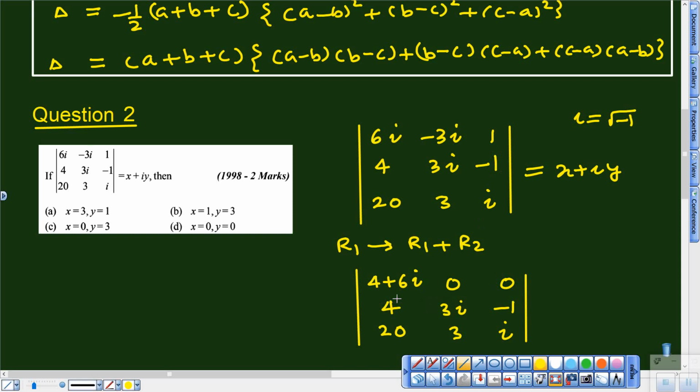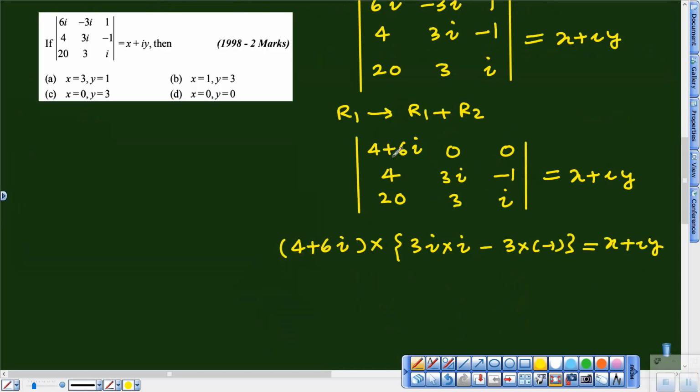Now you can see that it has become a very simple determinant because we can expand the determinant by any row or any column. Now if we expand the determinant by the first row, needless to say there are two zeros. That's why only one cofactor is to be evaluated, that is of 4 plus 6i. So we expand it by the first row and we get 4 plus 6i. The cofactor of this would be 3i into i minus principal diagonal minus secondary diagonal. So this would be the principal diagonal.